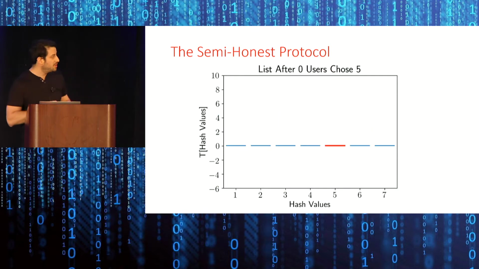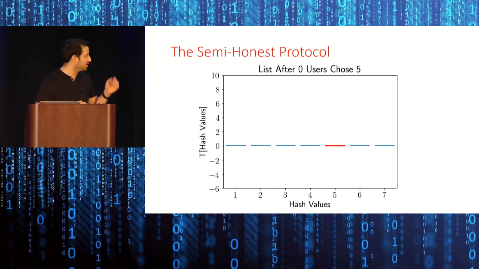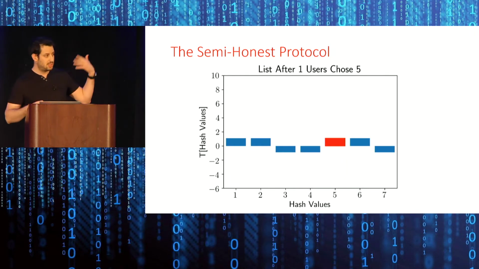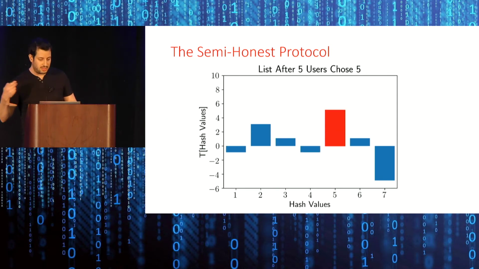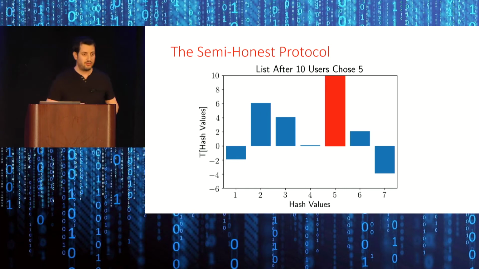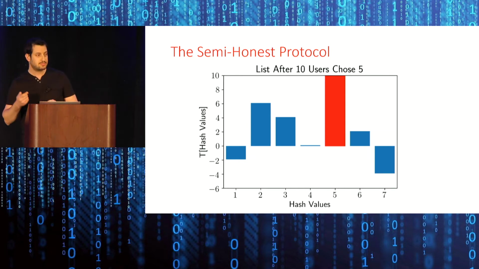So we'll have an example here. This is a toy example with L equals 3. And let's assume that everybody wants to choose the hash value 5. So they start to run the protocol with the first user, the second user. Each time the value of 5 is increased by 1, and the other values are doing this kind of random walk. So after 10 users, we can see that the value of 5 is very high. The rest of them are much lower, and we can identify this value.